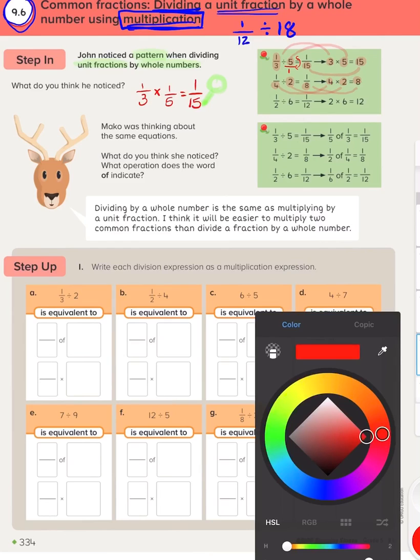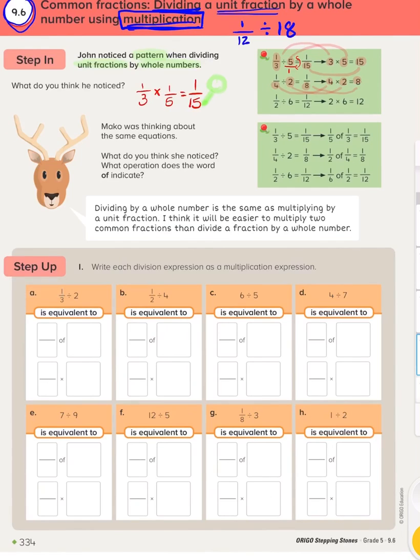The student's name is Mako. Mako. I don't know, whatever you want to call him, you can call him that. I'm going to say Mako. Was thinking about the same equations. What do you notice? Oh, it's a she. She was thinking about the same things.